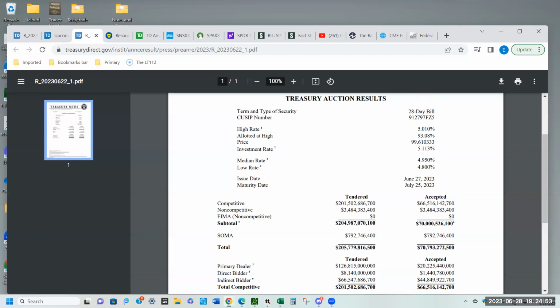The lowest rate on this auction was 4.8. The median rate is 4.95. Median, if you recall, is if you have 1,001 things or 1,000 things, the 500th thing is the median. It's the middle number. It's not necessarily the average, but it's the middle number. So rates for this auction went from 4.80 to 5.01. The median rate was 4.95.